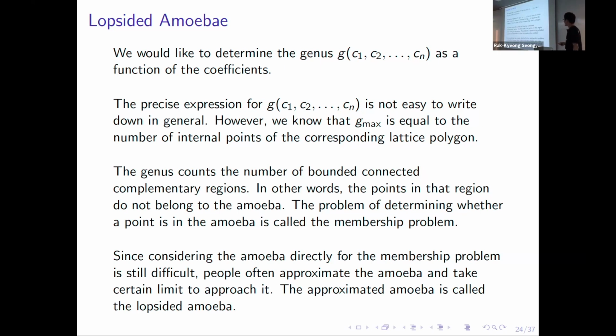To study this problem, people have come up with a method using some sort of approximation. We first approximate the amoeba, and then we take a certain limit such that in this limit, the approximated amoeba would recover the actual amoeba. The approximated one is called the lopsided amoeba.